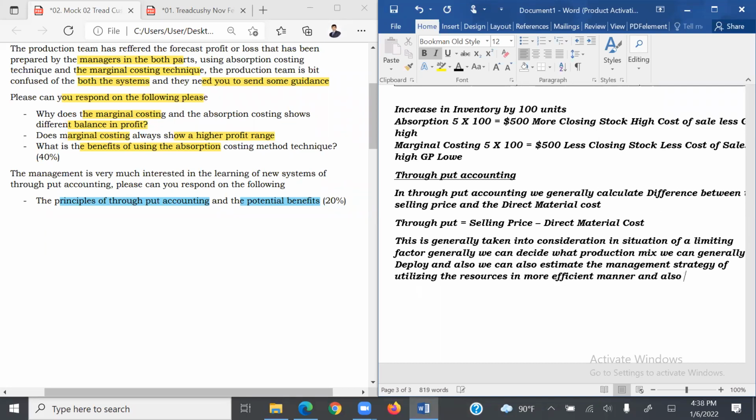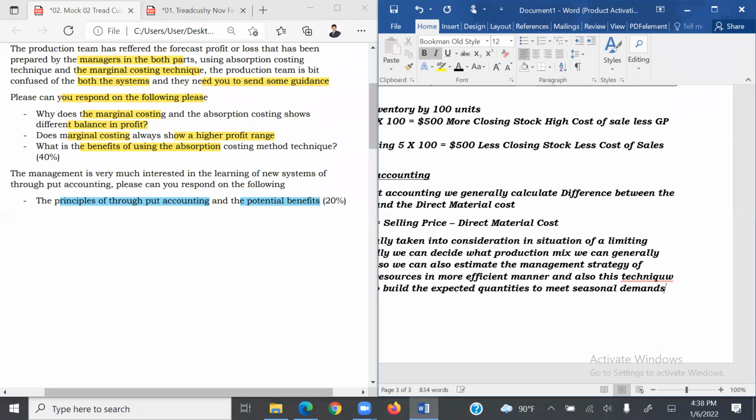And also this technique can help us to build the expected quantities to meet seasonal demand. Students, are you clear with this explanation? I just summarized it for your understanding.